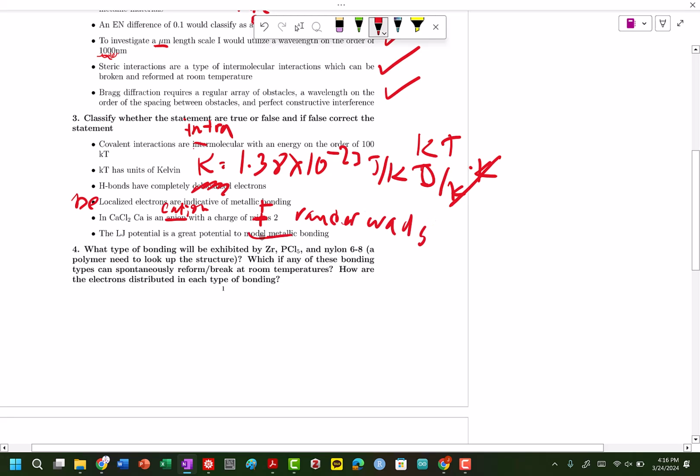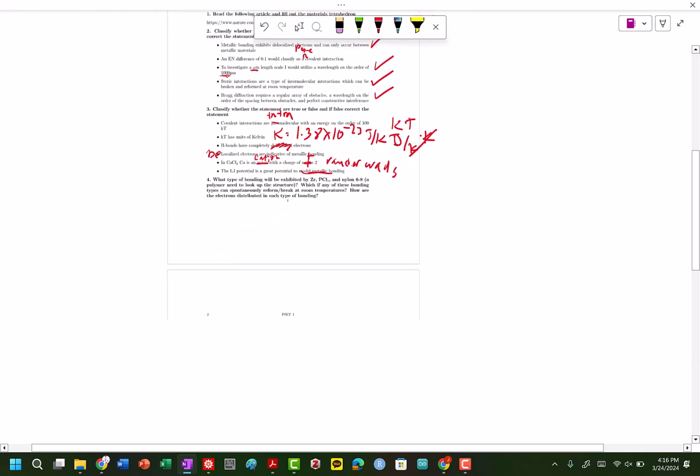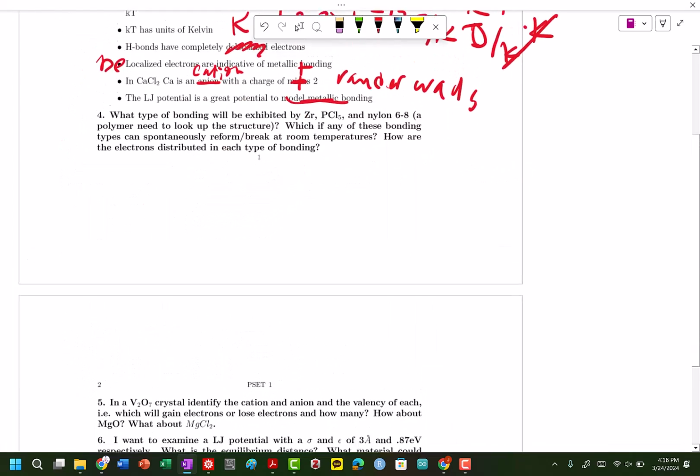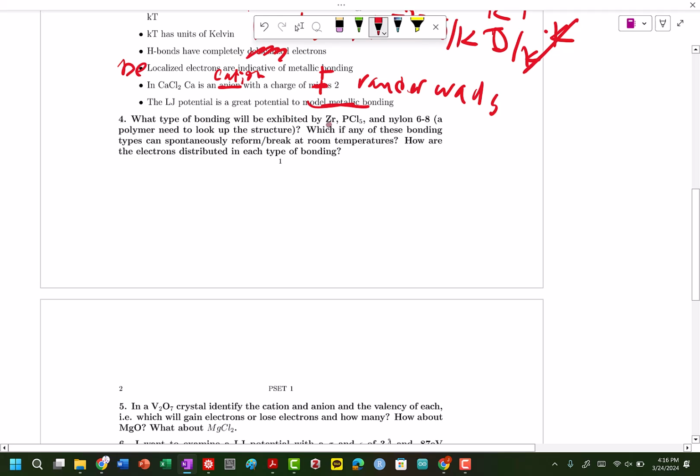Excellent. All right. So let's go ahead and answer this next question. What types of bonding will be exhibited by Zr? Zirconium is a metal, so it'll be metallic bonding. Will they break and reform at room temperature? No, because it's intramolecular, and they are delocalized.